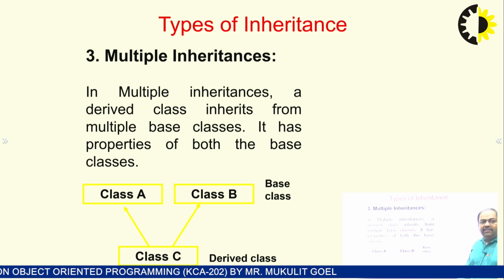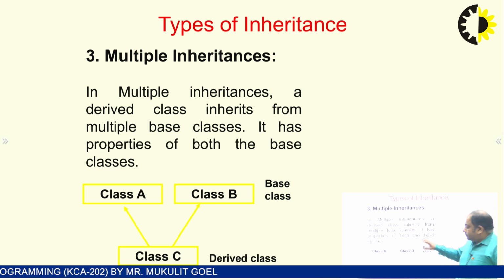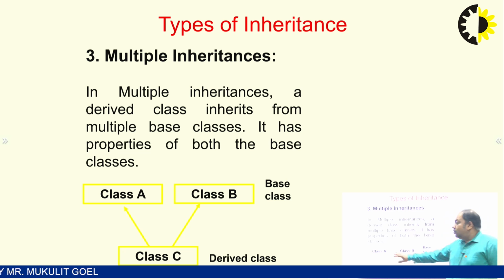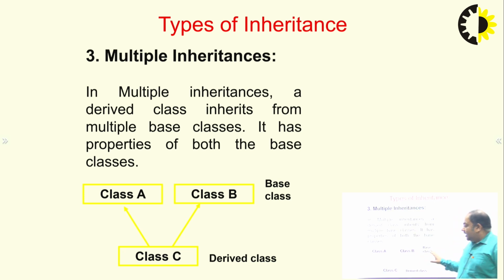Then multiple inheritance. In multiple inheritance, a derived class inherits properties from multiple base classes. Like it is shown in an example, there is one derived class, but there are two base classes. Class A and class B both are the parent class of class C, but multiple inheritance is not supported directly in Java. In Java, multiple inheritance can be achieved through the concept of interface. Without interface, multiple inheritance cannot be directly applied through Java programming.